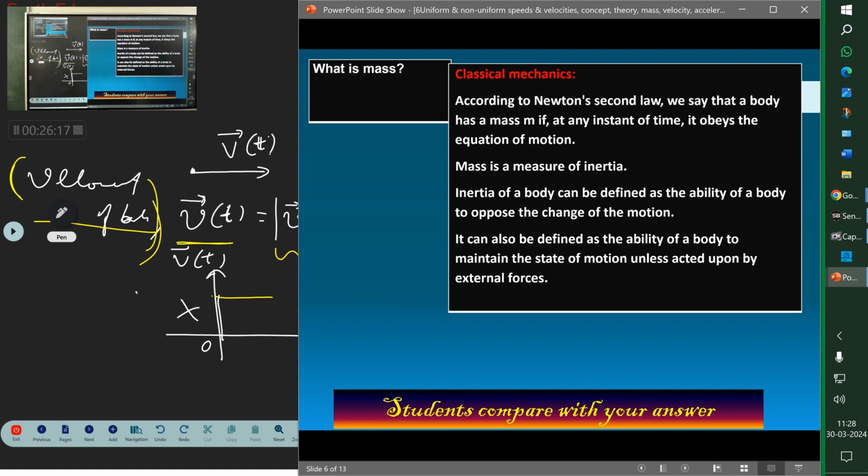See the definition of mass. Yes, mass is a measure of inertia. Inertia of a body can be defined as the ability of a body to oppose the change of motion. It can also be defined as the ability of a body to maintain its state of motion unless acted upon by external forces. So, this is the complete description of what mass is in classical mechanics. And you are going to read only classical mechanics. Of course, you are going to learn quantum mechanics and also relativistic mechanics and also wave theory. So, the concept of mass will be different in different theories.